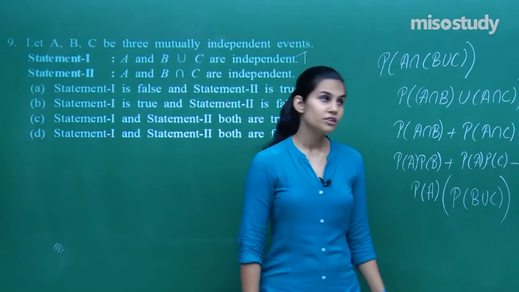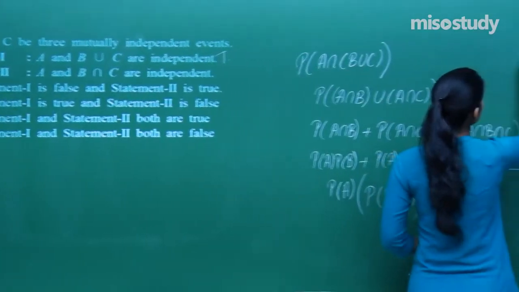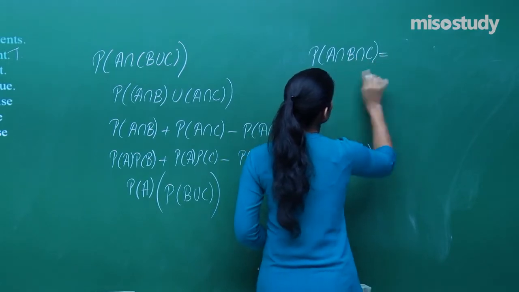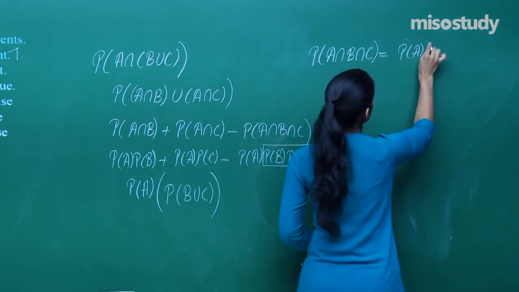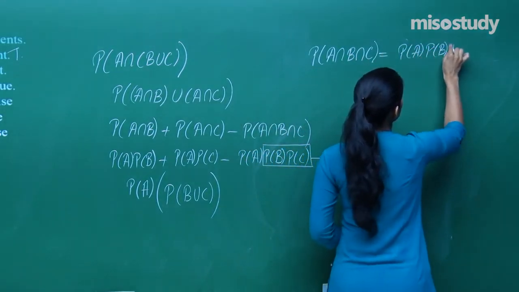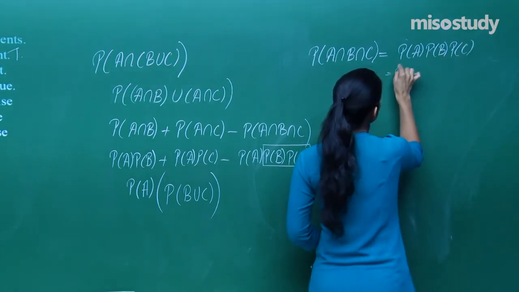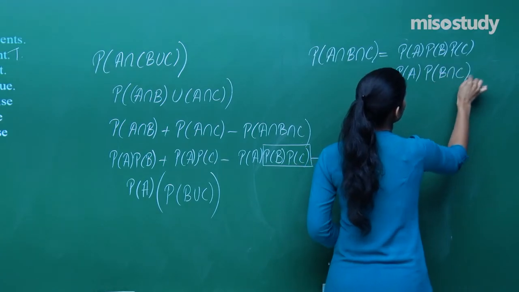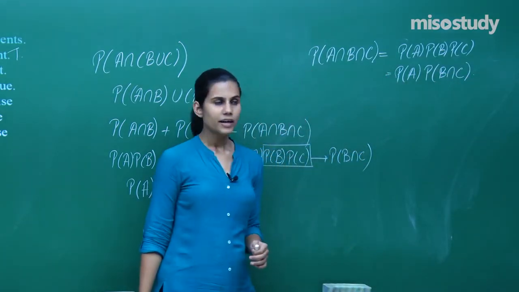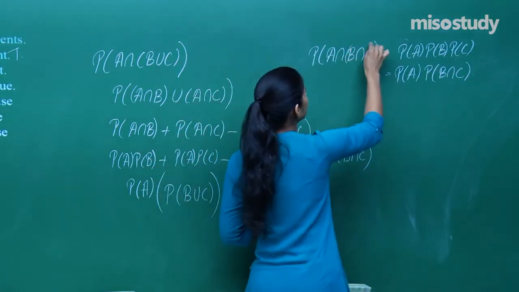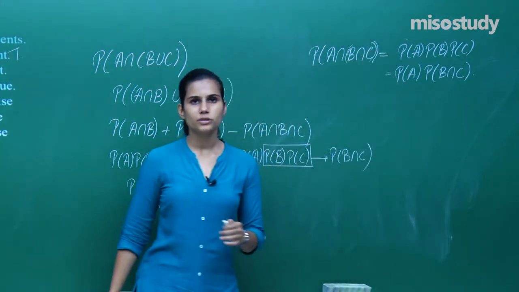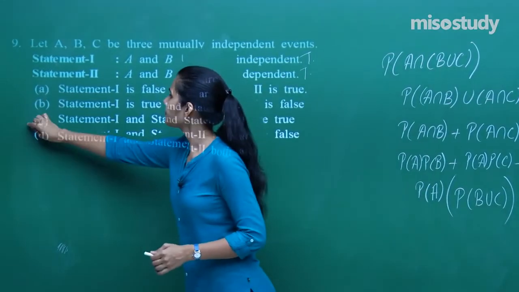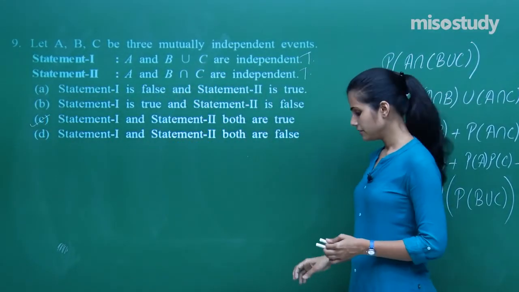What about A intersection B intersection C's probability? This is very easy. I know A, B, C are mutually independent, so I can write this as probability of A, probability of B, probability of C, which can be written as probability of A into probability of B intersection C. Fine. So probability of A intersection B intersection C is probability of A into probability of B intersection C. So even these 2 are independent. Clear?